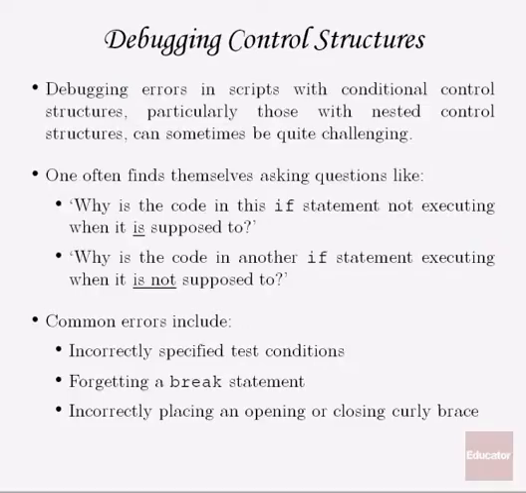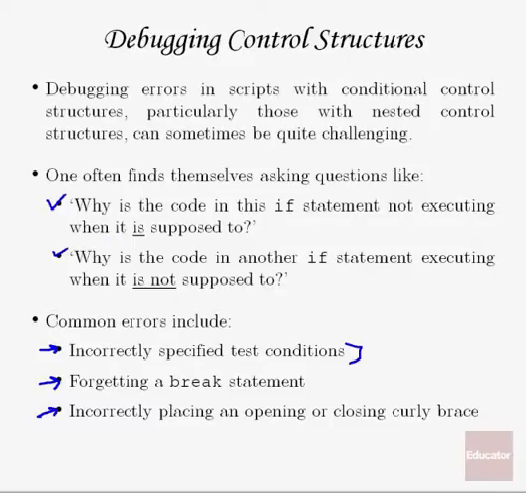Common questions you might ask yourself are: why is the code in this if statement not executing when it's supposed to? I've supplied the inputs that I thought were supposed to make it happen, so why isn't that happening? On the converse, why is the code in a particular if statement executing when it shouldn't? Some of the common errors that occur in our control structures are incorrectly specifying test conditions, for example an if test condition, forgetting a break statement in a switch statement, and also one that can be the most deceiving, incorrectly placing or omitting an opening or closing curly brace. So let's look at the first one, incorrectly specified test conditions.